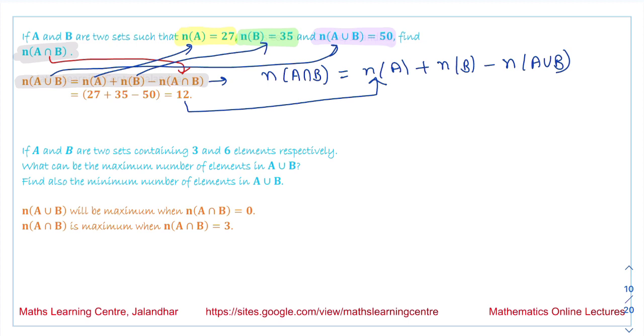Next is, if A and B are two sets containing 3 and 6 elements respectively, what can be the maximum number of elements in A union B? We are talking about maximum number of elements in A union B. So we are saying number of elements in A, it is 3. Number of elements in B, it is 6.